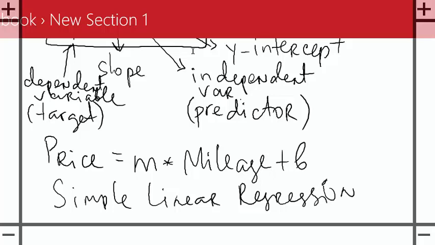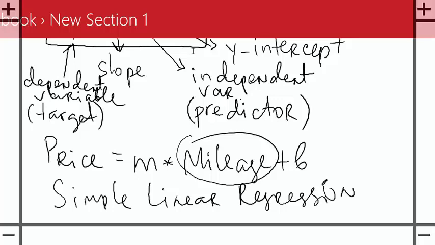Why is it simple? Because I have only one predictor. Of course, it's not the only thing that affects the price. But it's probably the one that predicts the price the best. It's the strongest predictor, so to speak. Other things affect the price as well.